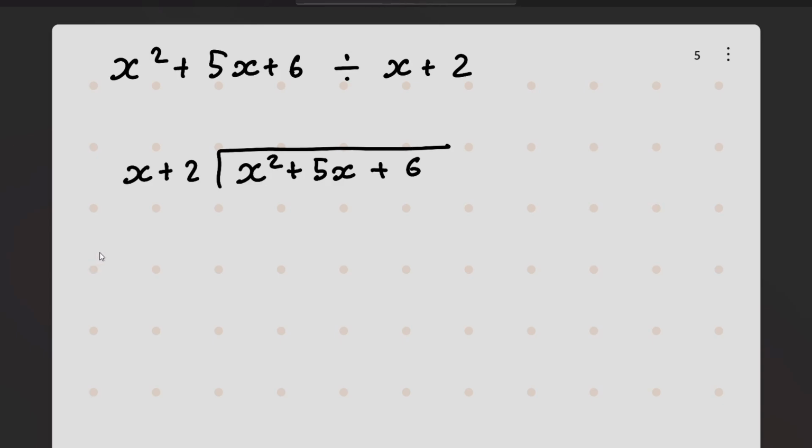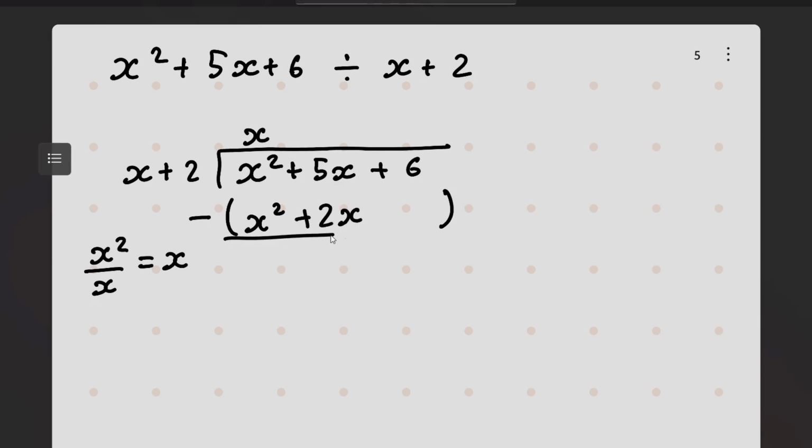If we say x squared divided by x, we get x. So we add x to the quotient. Make sure you're subtracting, and add parentheses around what you're going to subtract. So x plus 2 times x is x squared plus 2x. Now you're just going to subtract. You get x squared minus x squared, which is 0. 5x minus 2x, you get 3x.